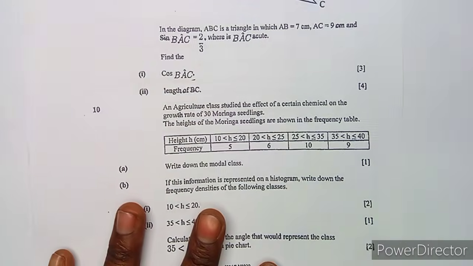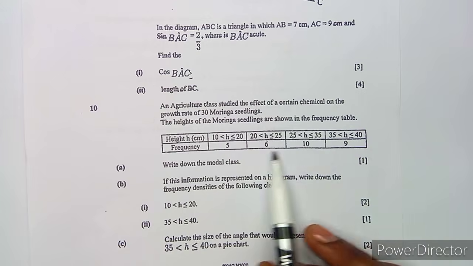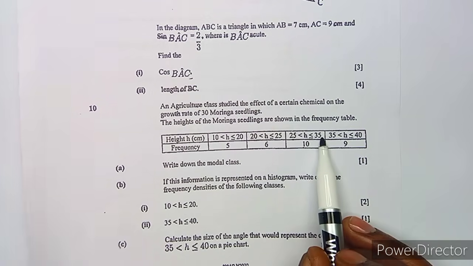Write down the model class. As you know, the model class is the one with the highest frequency. So which one has the highest frequency? That is the one with 10, which is 25 to 35. That is the one with the highest frequency.